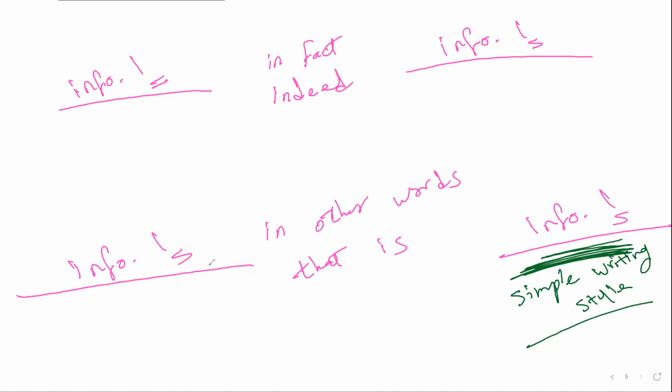So here we have a difficult term, for example. I want to explain it for the reader, so I can go for in other words, or that is, and I explain it in easy words. So I can find that piece of information one and what comes after is explained more clearly and easily than piece of information one and what comes before. Right? So I will find the same piece of information, but simplified.